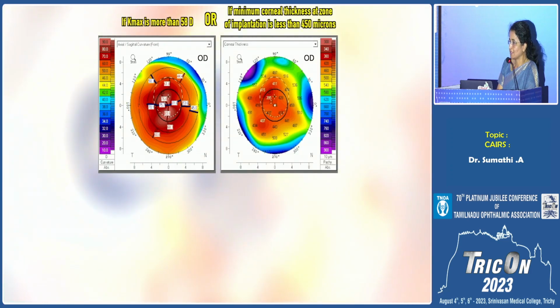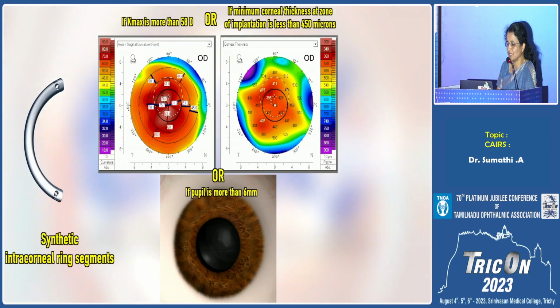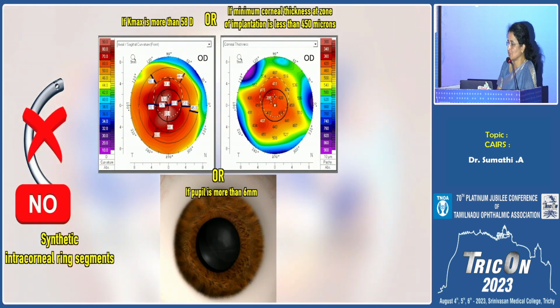And in cases where the keratometric value Kmax is more than 58, or the corneal thickness is less than 450, or when the scotopic pupil size is more than 6 mm, synthetic ring segments are usually not preferred.